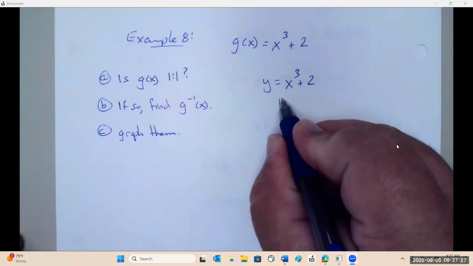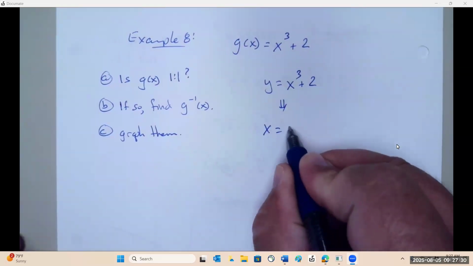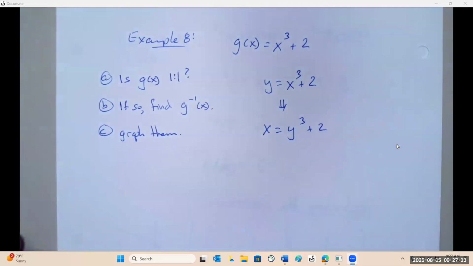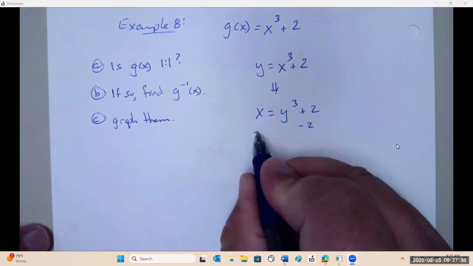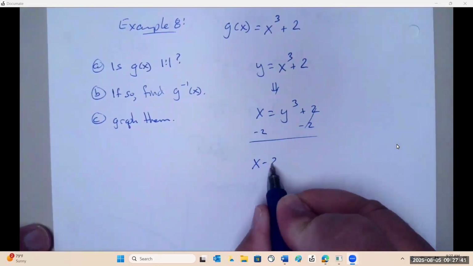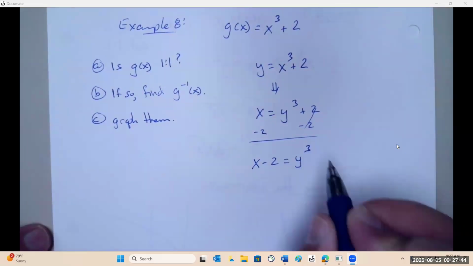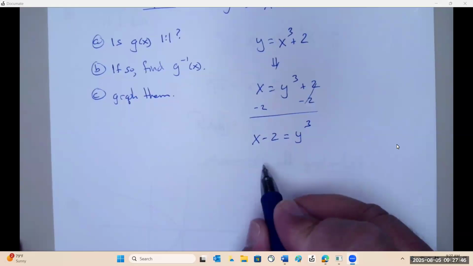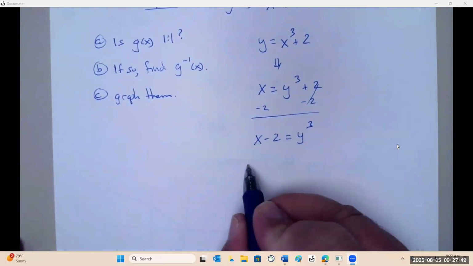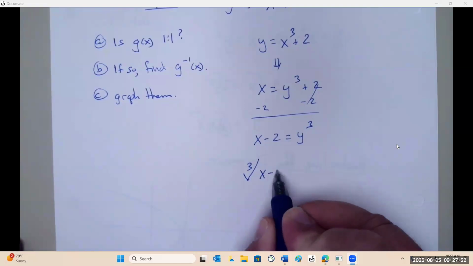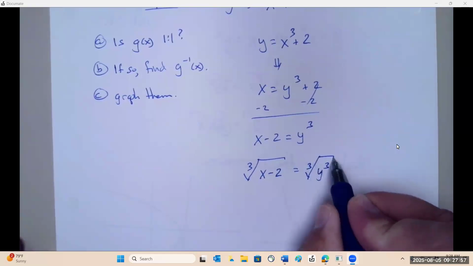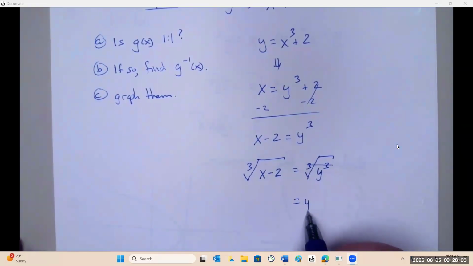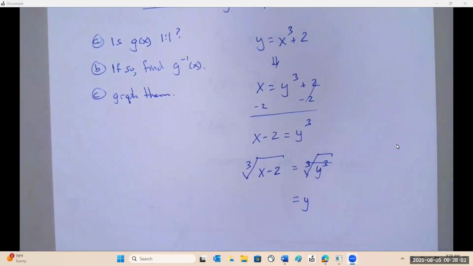So the first step we do is switch x and y. Now what? Now solve for y. Then here we do what? Take the cube root of both sides. Do I have to put a plus or minus in front of the answer? Why not? Because it's a cubic function, which is symmetric about the origin.